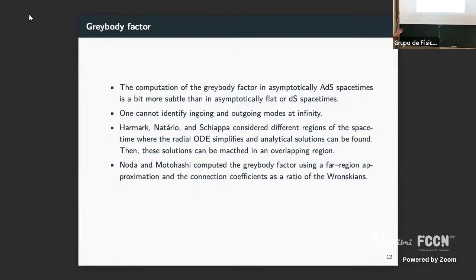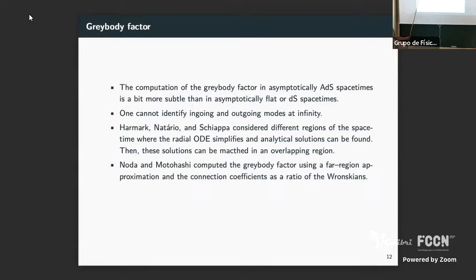The computation of the gray body factor is a bit subtle because of the boundary conditions. When you do this scattering problem in asymptotically flat spacetimes, at infinity you have the behavior of an incoming and outgoing wave, but in AdS you don't have it anymore. You have just this decay of the solution. So we follow some works by Natario, Schiappa, and Harman, where they consider different regions of the spacetime for the radial solution, so the radial equation simplifies. They solve it analytically, and then in an overlapping region they match the coefficients: a far region from the horizon, and a near region to the horizon.